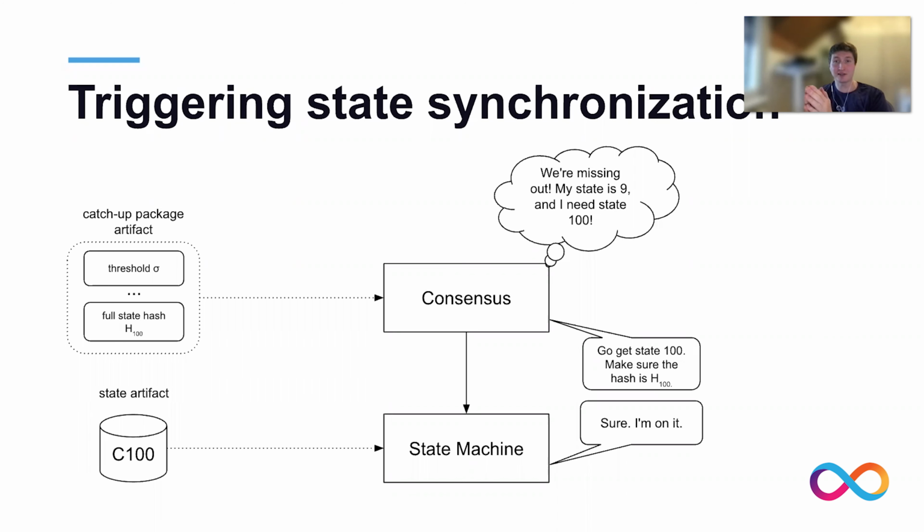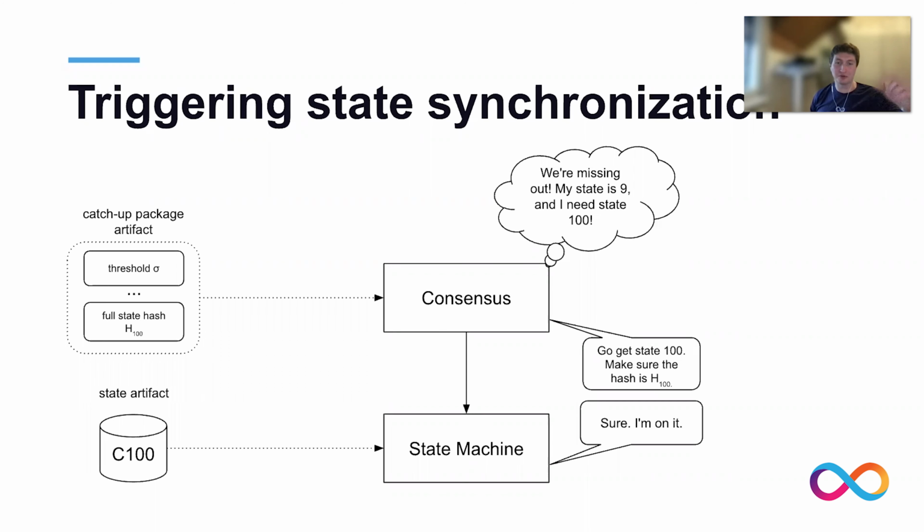What consensus does next is compare this state height to the local state height. Let's say we were out for some time. So we're not adding a new node, but we were just down for some time. I don't know, the machine rebooted and the network moved on. So we start and we have a local state, state number 9, and we see the catch-up package with state number 100. So the consensus says, okay, I'm missing out. My state is 9, and the network is already at state number 100. So I better get the new state.